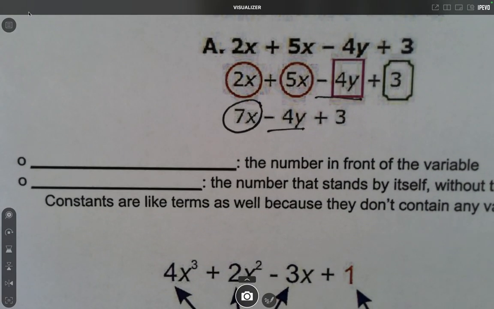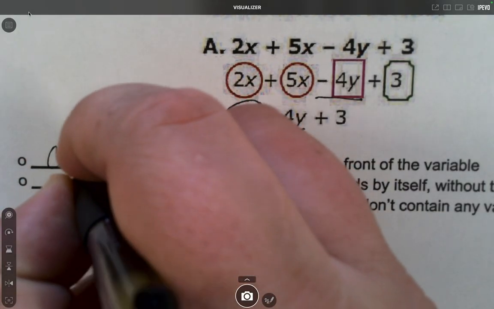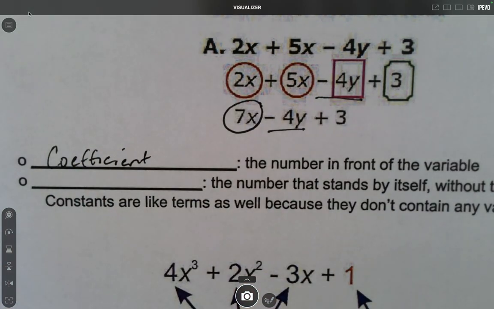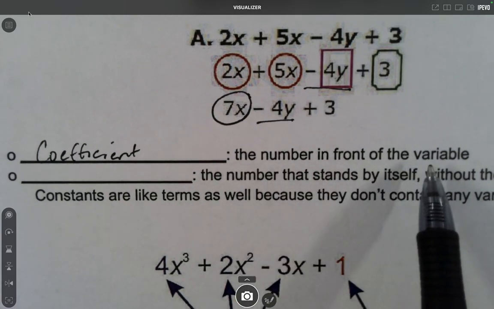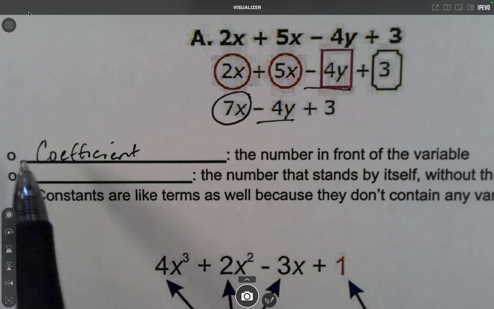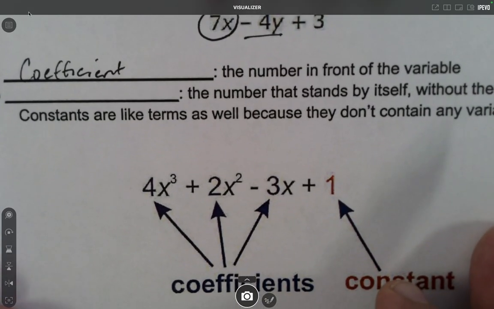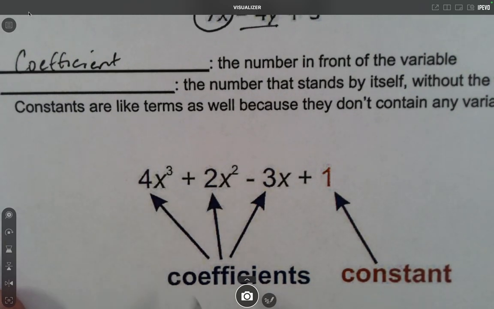So 2 more terms we need, then after we talk through those, we'll do some examples. So coefficient. Co means together. So a coefficient is a number that is in front of the variable. So it's a number that is with, co means with, a number with a variable. So in this example down here, 4 is with the x cubed, so it's a coefficient. 2 is with the x cubed, so it's a coefficient.